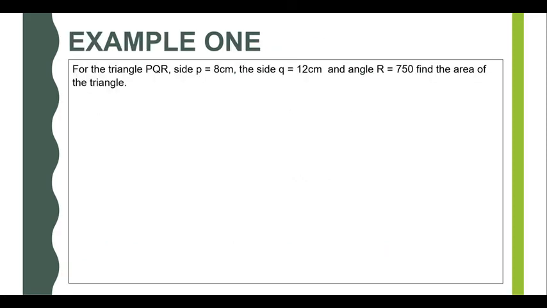So again, if we look at an example of this, we need a picture to start with. And then we can label everything we know. So side P, opposite angle P, is 8 centimetres. Side Q, opposite angle Q, is 12 centimetres. And angle R is 75 degrees.